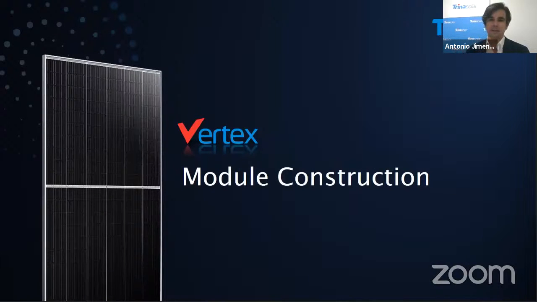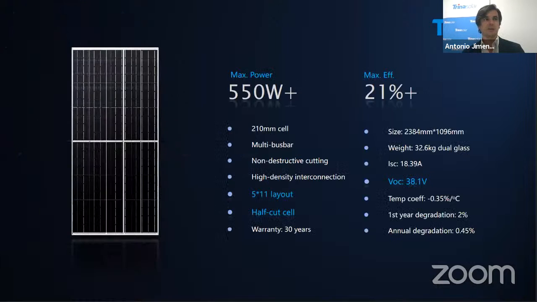So let's explain a bit how the module is built and the main characteristics. The 550 watt module has not only a very high power, but also a high efficiency, reaching 21%. The base of this module is the cell of 210 millimeter, the largest cell currently in the market, and one that provides a very high current.